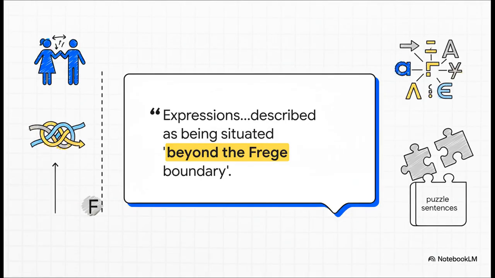And this is the key insight. Our puzzle sentence, most men and most women admire each other, lives beyond the Frege boundary. So what does that really mean? It means you can't just break it down into a simple chain of smaller thoughts. Its meaning is, well, it's fundamentally more complex. It's a single, irreducible idea.